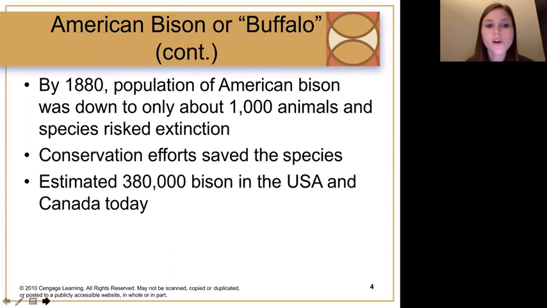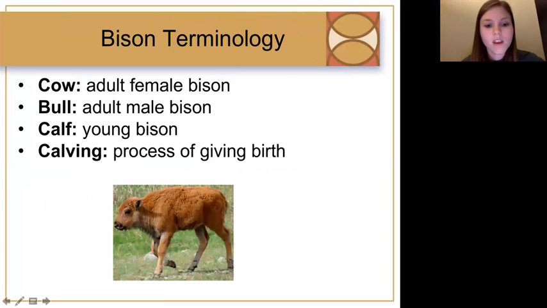However, by 1880, the population of American bison was down to only about 1,000 animals, and the species risked extinction. One thousand is very, very few animals to have left of a species. Conservation efforts actually saved the species from extinction. That was really important. It's estimated that there are about 380,000 bison in the U.S. and Canada today. It's really good that those conservation efforts were able to save them, because otherwise they could have gone extinct very easily, since people just overhunted them way too much.